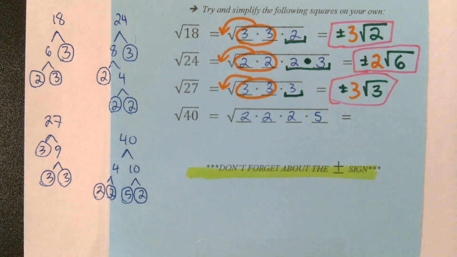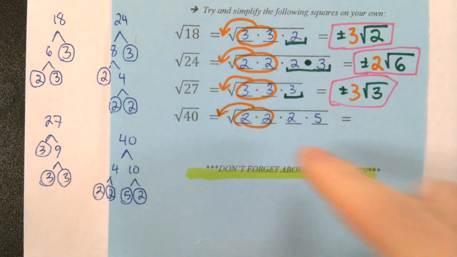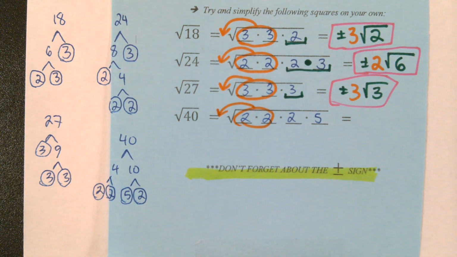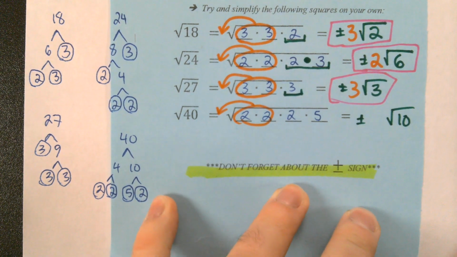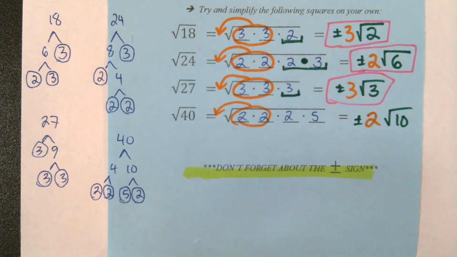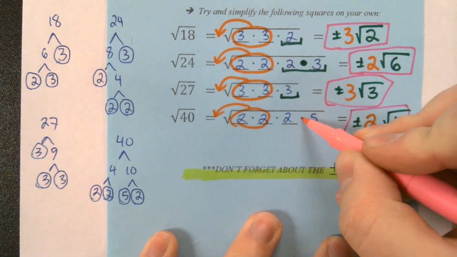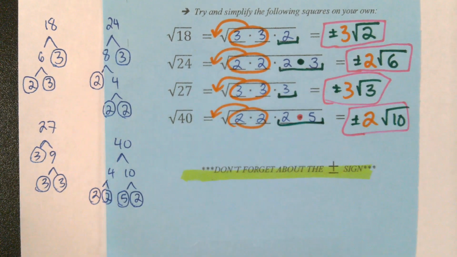What's the identical pair we can pull out here? 2. Pair of 2's, bring those out. Now we're left with a 2 and a 5. So what are we going to have underneath our square root? A 7? No, 10. No, we're going to have a 10. That's exactly right. Plus or minus 2, square root 10. We have to multiply those 2 numbers together underneath the square root. And that right there is what we get.